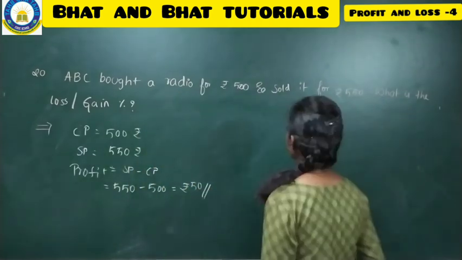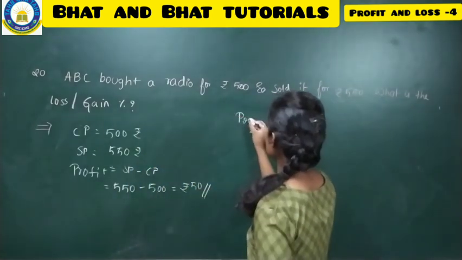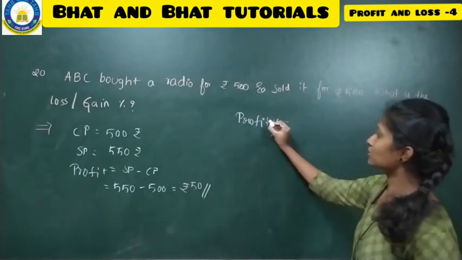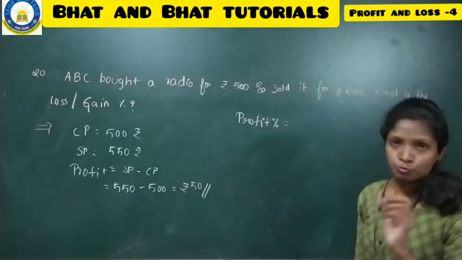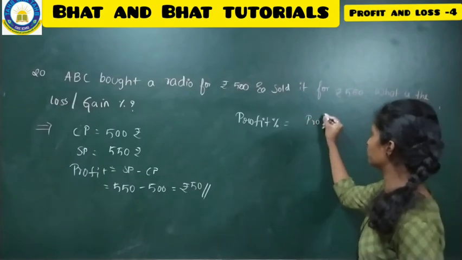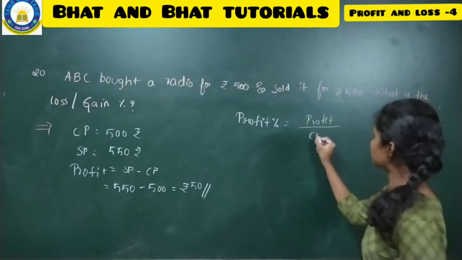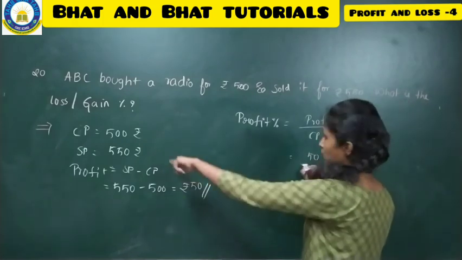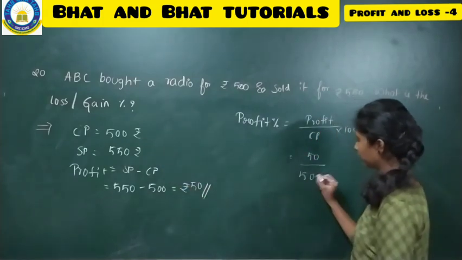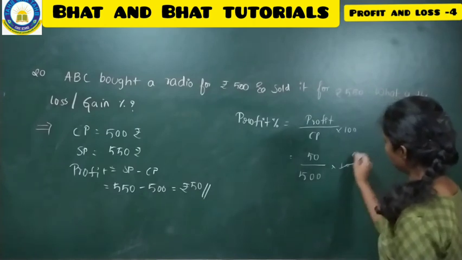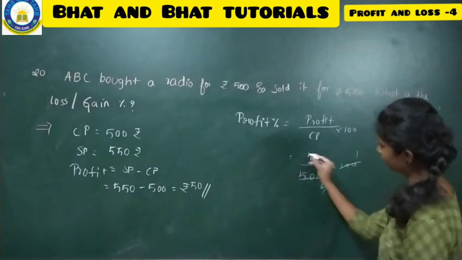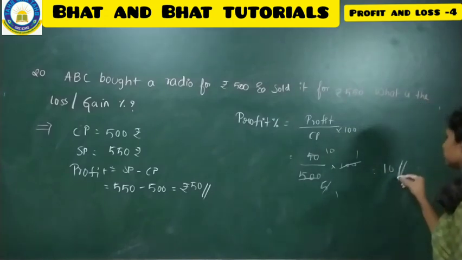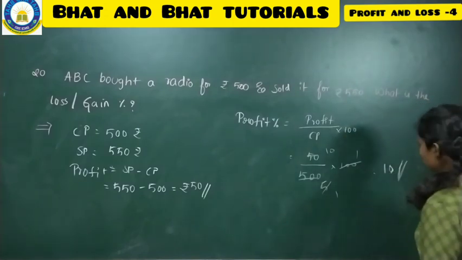Now you got to know the profit as rupees 50. With the help of profit, we can find the profit percent, where profit percent is equal to profit by CP into 100. What is the profit? 50. What is the CP? 500, into 100. So the profit percent is 10%.